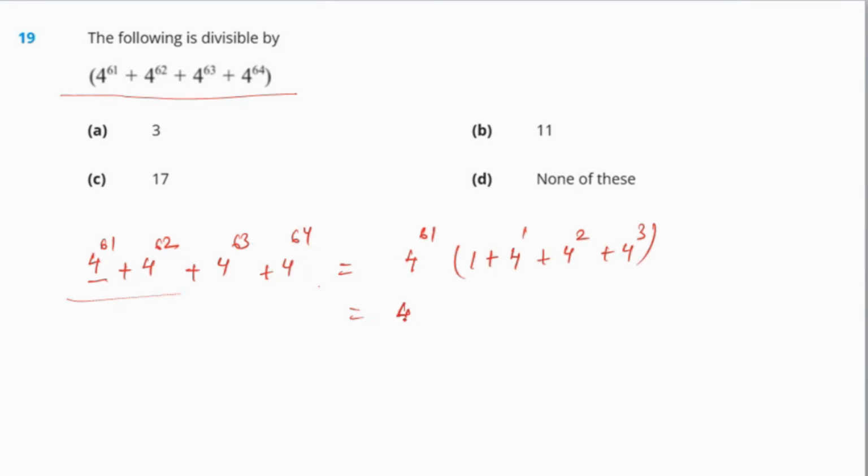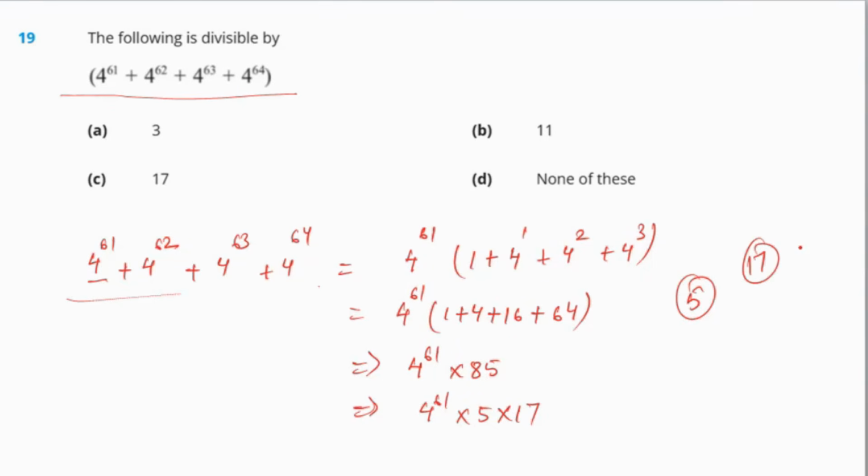So when we solve it, it gives us 4 raised to the power 61 times 1 plus 4 plus 16 plus 4 cubed, which is 64. When we add all of them together, that gives us 85. So we are getting 4 raised to the power 61 times 85. And for this 85, we figure out the factors. We can easily write it in the form of 5 times 17. So it can be divided by 5, by 17, and by 85. Out of the given options, we only have 17. So option C, which is only 17, is going to be the correct answer.